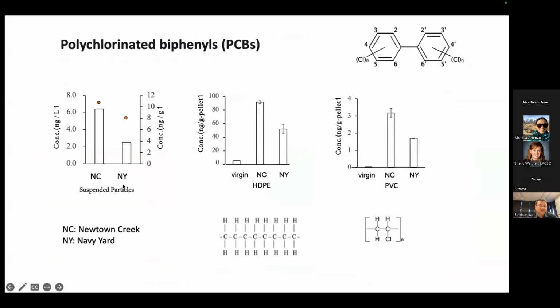The first plot shows the concentrations of PCBs in the waters from Newtown Creek and Navy Yard. You can clearly see that because Newtown Creek is much filthier than the Navy Yard, the PCB concentration is higher. The red dots show the concentrations normalized to the weight of the suspended particles. Here you can see there was about 10 nanograms per gram of suspended particles.